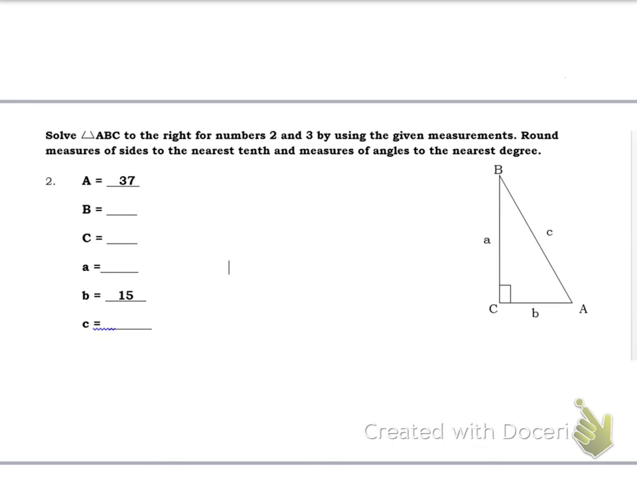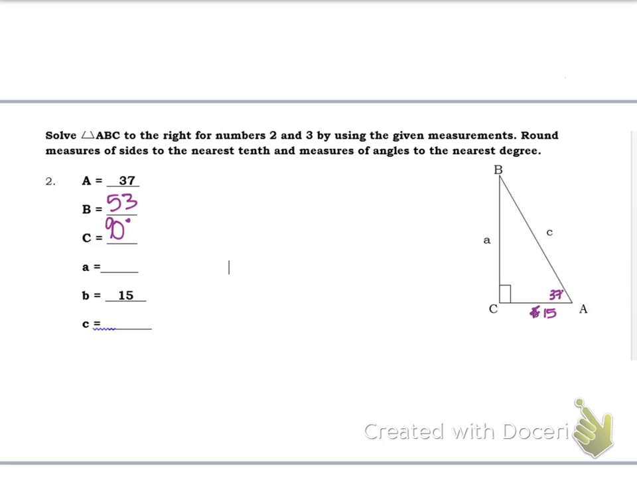Okay, my next one, we're trying to find all the missing parts. So it says angle A is 37, B is 15. Okay, so there's 180 degrees in a triangle. So to find angle B, we subtract my 37 and 90 from 180, and I'll get 53 left for angle B. Angle C is always my right angle, so my 90 there.